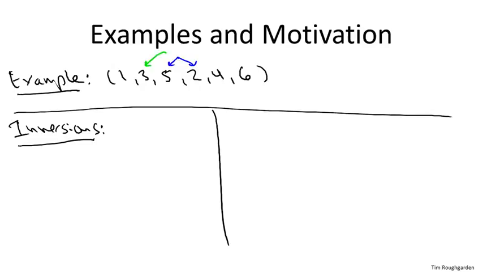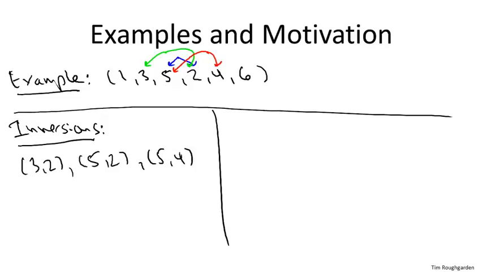But there's others. There's 3 and 2, for example. Those are out of order. And 5 and 4 are also out of order. And I'll leave it to you to check that those are the only 3 pairs that are out of order. So summarizing, the inversions in this array of length 6 are 3, 2, 5, 2, and 5, 4, corresponding to the array entries 2, 4, 3, 4, and 3, 5.